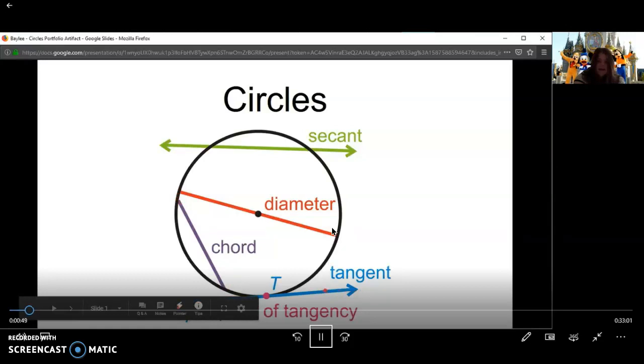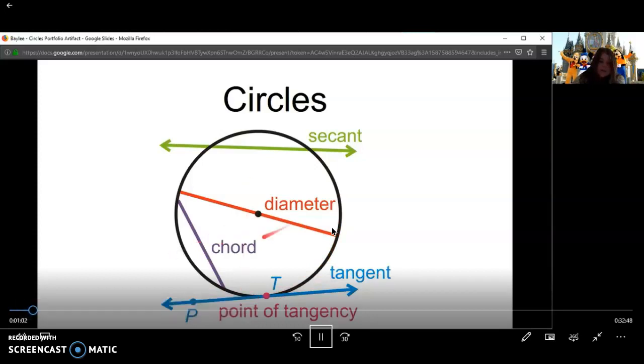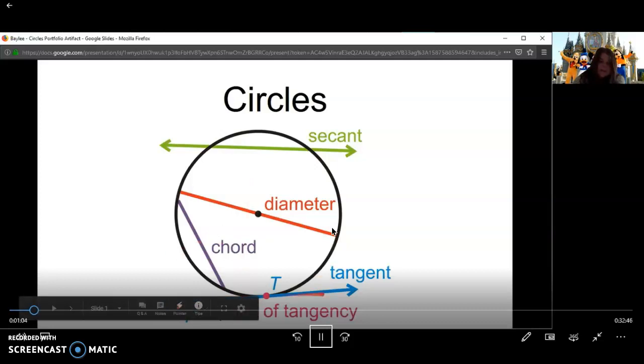And this is a tangent here, and what makes it a tangent is because it touches the outside of the circle, and it's in a straight line. It doesn't go through this point, and it's not in the inside of the circle. It's on the outside, and it keeps going straight.